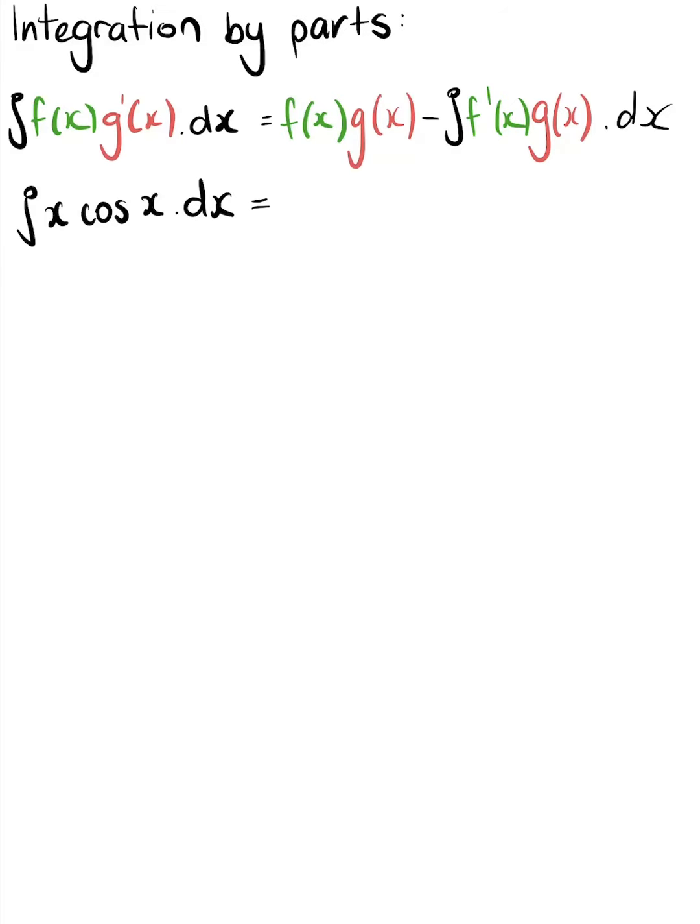So what we have to do is break our problem into two functions, function f of x and function g of x's derivative. In this case, we can clearly see that we have two potential functions: we can have x and we can have cos of x. Now, generally the rule is you make f of x the simpler one. So in this case, we've got x, so we can apply this as our function. Firstly, we're going to let f of x equal x.